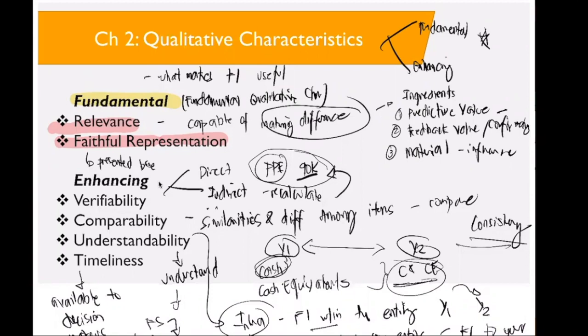Our mnemonic here is Father VCAT. Father, faithful representation. R, relevance. VCAT, verifiability, comparability, understandability, and timeliness. Further, guys, please do not forget about the ingredients or the items inside each particular qualitative characteristic. Okay? So that's it for our class today.